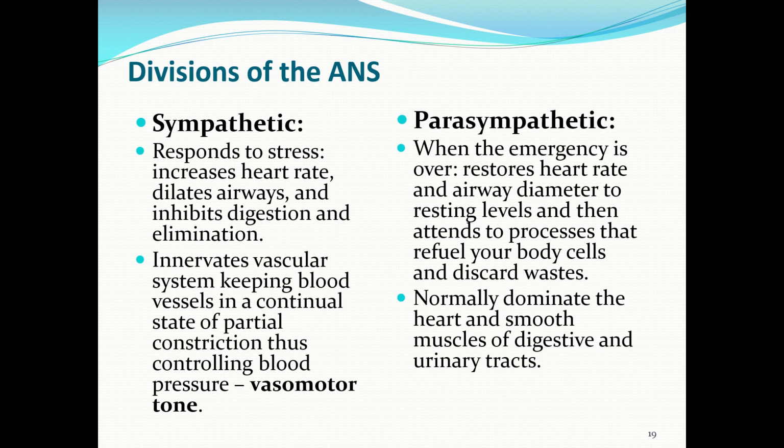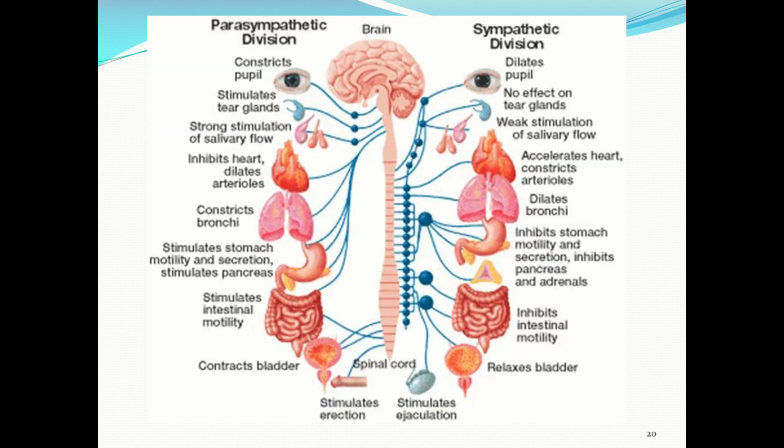And then the parasympathetic nervous system, when the emergency is over, it restores the heart rate and the airway diameter to resting levels, and then attends to processes that refuel your body cells and discards the wastes. It's normally dominant in the heart and the smooth muscles of the digestive and urinary tracts. And then there's that illustration again that I went over earlier about the dynamic antagonism of these two divisions.